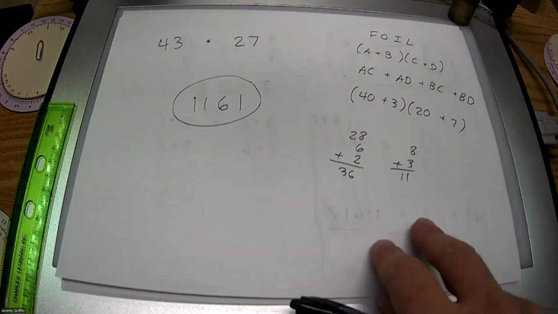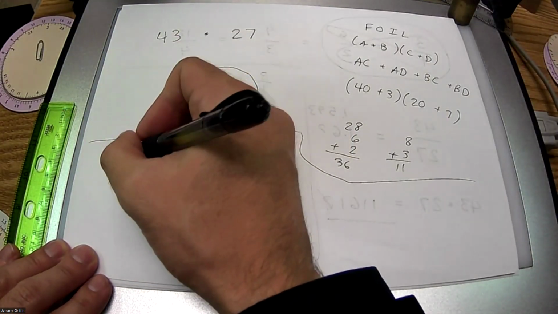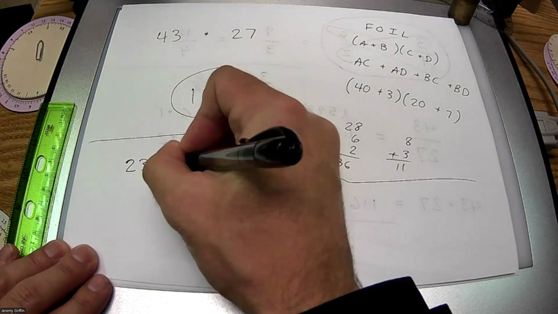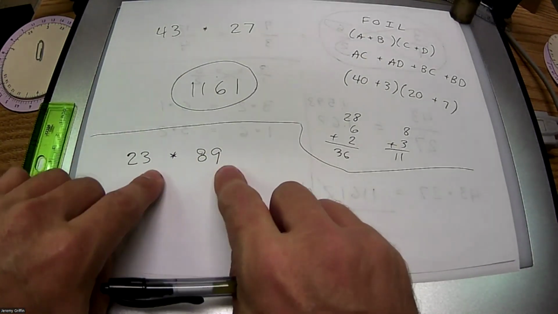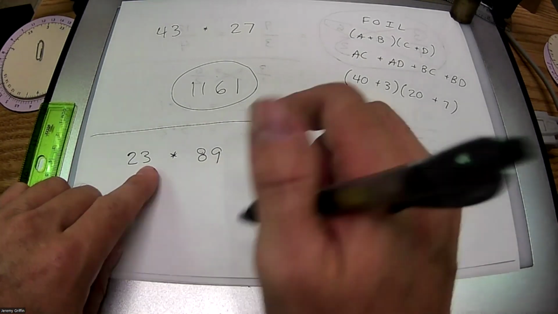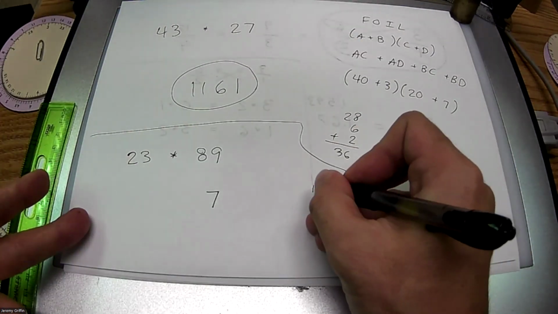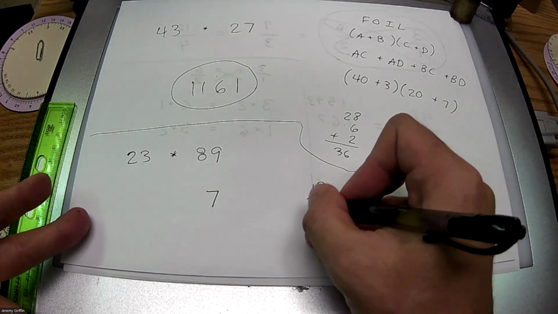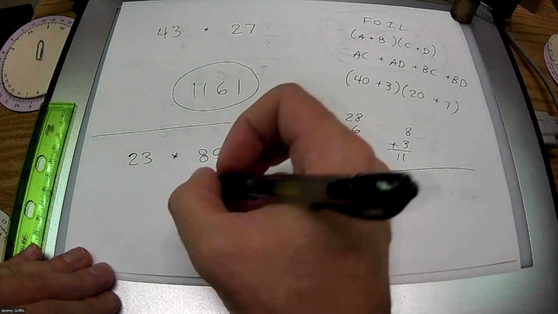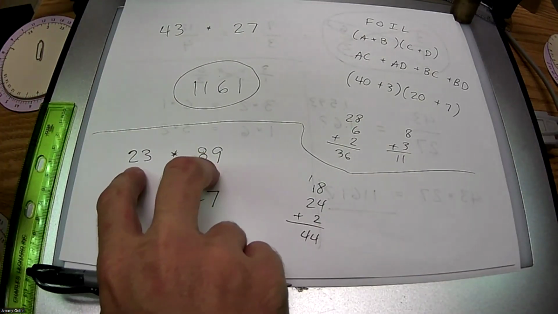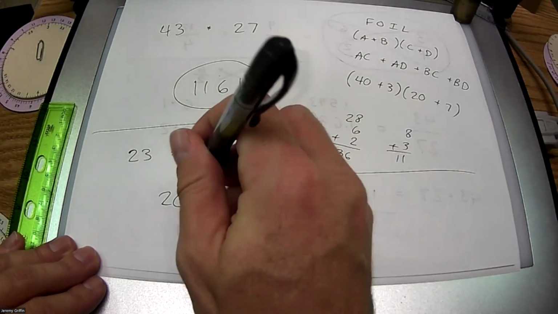All right, let's do one more for fun, because I think we got a little time here. How about 23 times 89? Something crazy. Let's see if this works. What's 3 times 9? 27. Write 7, carry the 2. What's 2 times 9? 18, plus 2, 20. What's 3 times 8? 24. Plus the 2 I carried, that's 26. So write down the 6, carry the 2. 2 times 8 is 16, plus 2 is 18.